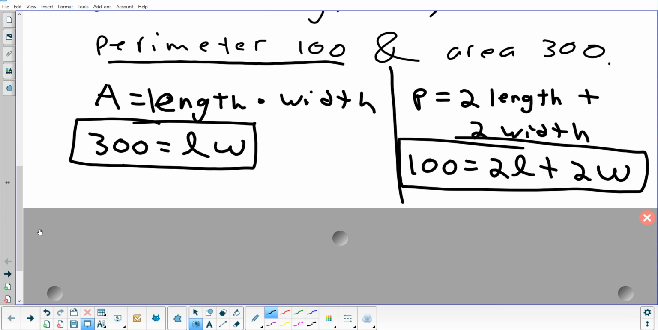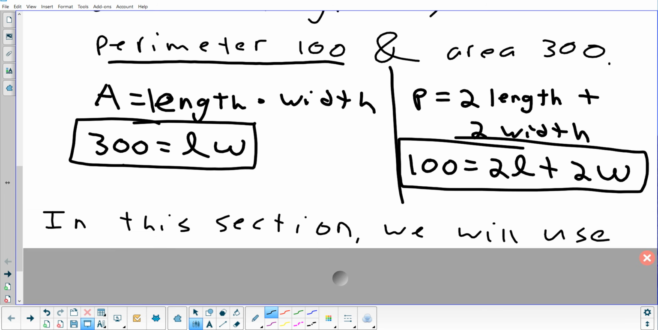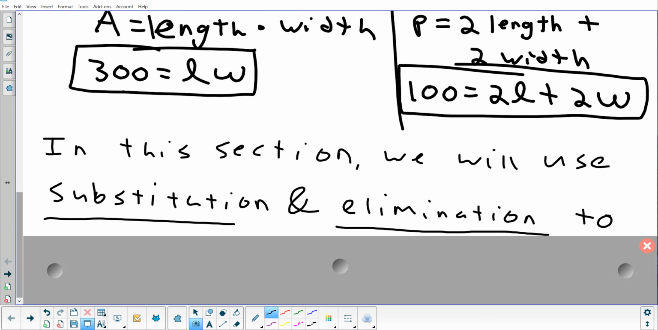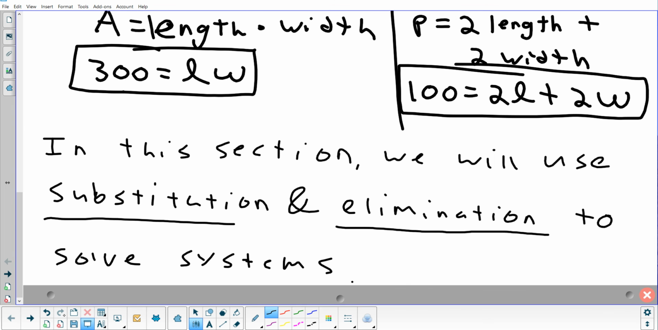And we'll practice solving it with x's and y's too, because x and y come up a lot when you're solving systems. So we'll practice those variables in a few minutes. The main ways we're going to look at solving systems are using substitution and elimination. We're going to start with substitution.